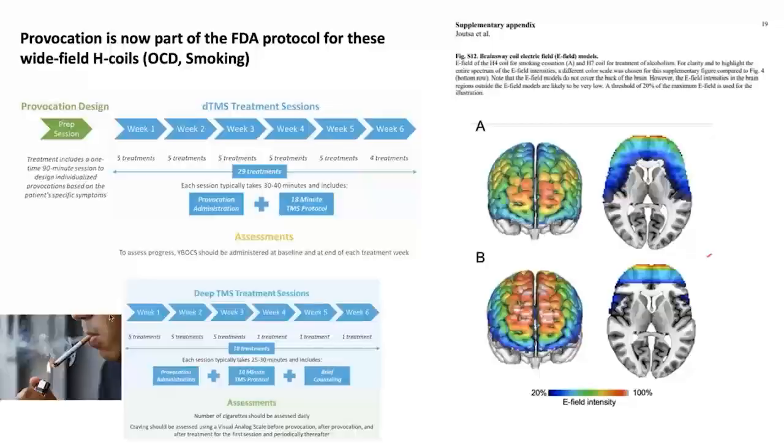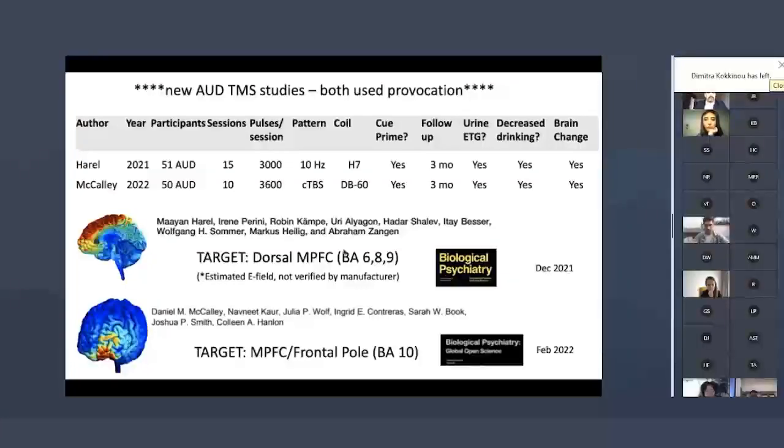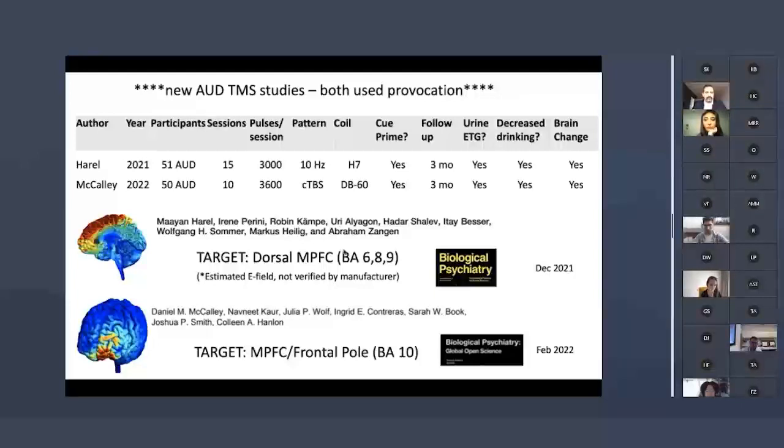the obsessive behavior. And there's 2 studies that have been done recently in alcohol use disorders as well, which use provocation. One was by our group, one was by Bumi Zengin's group. And the studies in many ways were similar. They used different coils. They had all kind of targeting the medial prefrontal cortex, but slightly different areas of the medial prefrontal cortex.